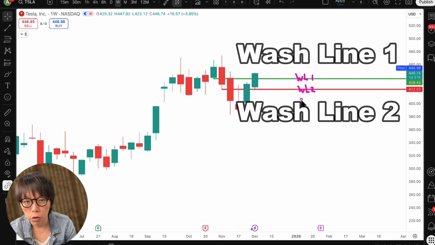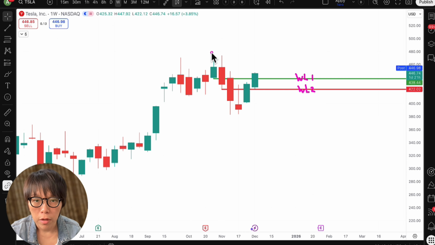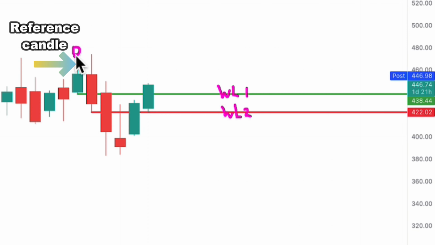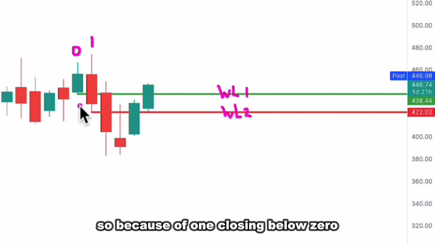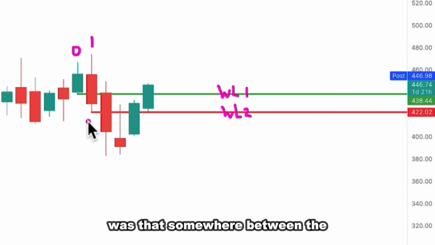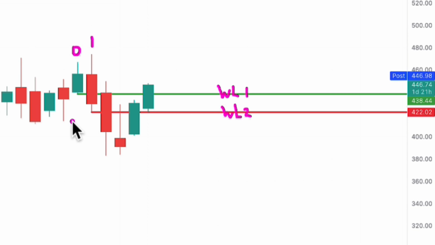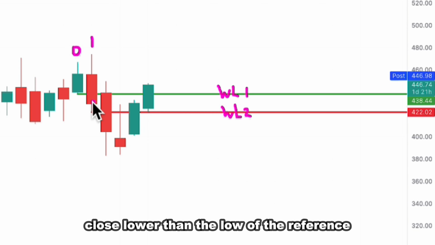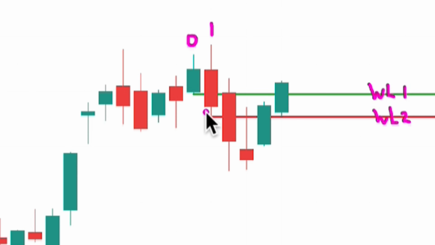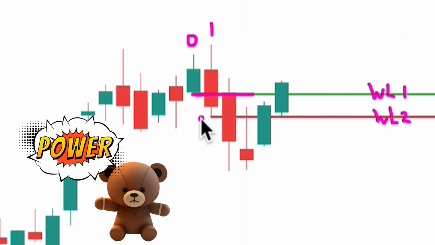How do I get this wash line? First, let me label the candles. If I say that this is a reference candle, and this is the current candle, we know that 1 closed below 0. Because 1 closed below 0, the conclusion was that somewhere in candle number 1, the sellers had the upper hand and buyers were weak, and therefore the price was able to close lower than the low of the reference candle. What I did was draw a horizontal line at the low of this reference candle, which is 0 low, and that says that if price continues lower, it means that the bears have the upper strength.